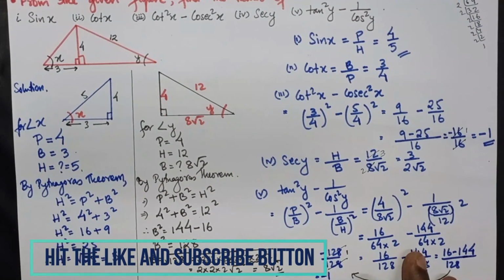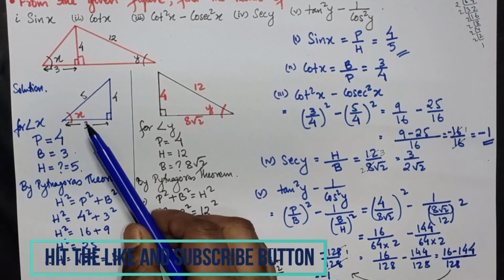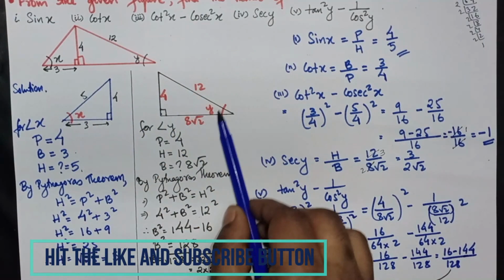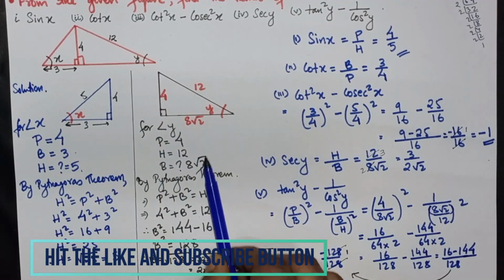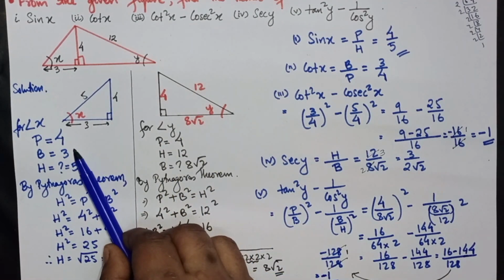So what happens is that this type of question is very important. So separate the triangle. Okay, it will be easy. And for angle x and for angle y, whenever it will be y, use this value. Whenever there is x, use this value. Hope you are clear with this. Now let's solve.